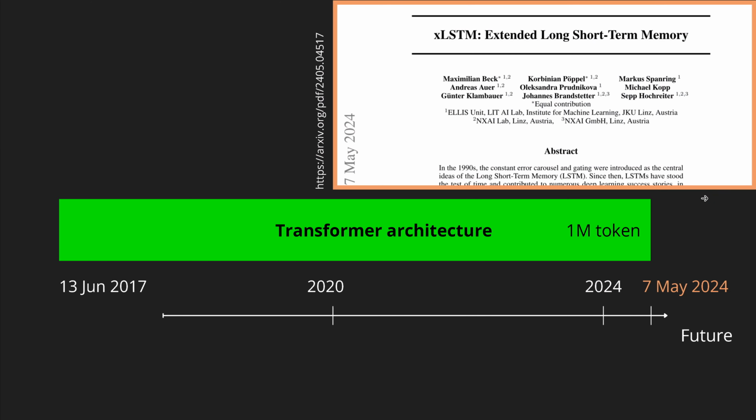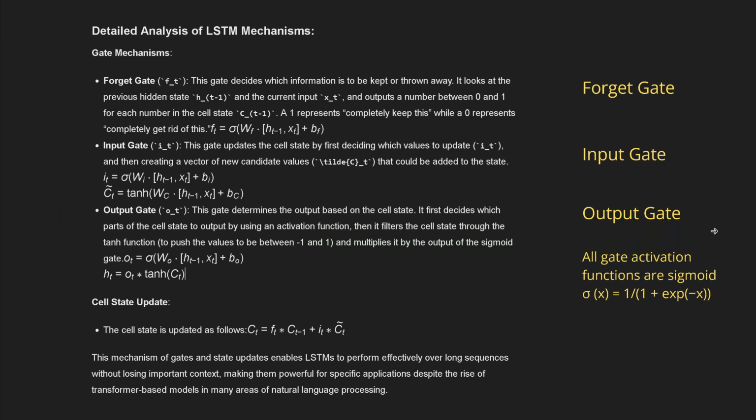And then it happened 2 days ago that a new idea was published on arXiv for an extended long short-term memory structure. And this is what they claim will also rival the transformer architecture. So let's have a look. What is there to understand?